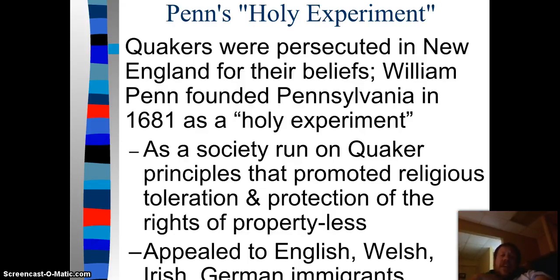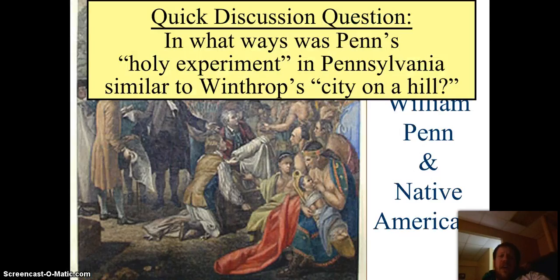And so we saw a very different group of people settle here: English, Welsh, Irish, and German immigrants, especially groups like the Amish and Mennonites. They settled there in the 1700s to escape persecution in Germany. So all the groups that were being harassed in Europe ended up settling in Pennsylvania.